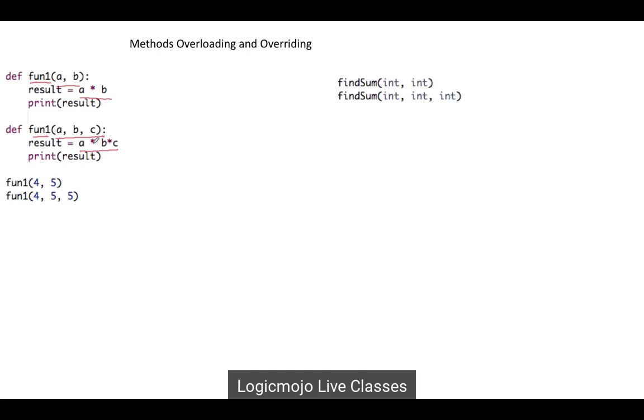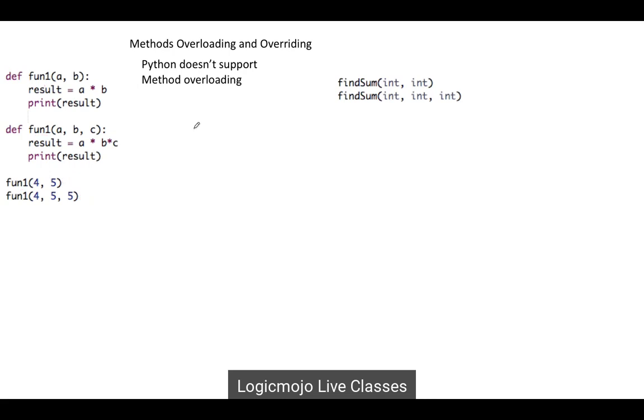There is a problem here. The problem is Python does not support method overloading on the basis of a different number of parameters in functions. Like in this case, we have two methods and their name is also the same. So if you try to call this method fun1 with 4 and 5, then this won't work because this will override this method in the case of Python. So this call will throw an error. That's why only this call will work in Python. Here we don't support method overloading.